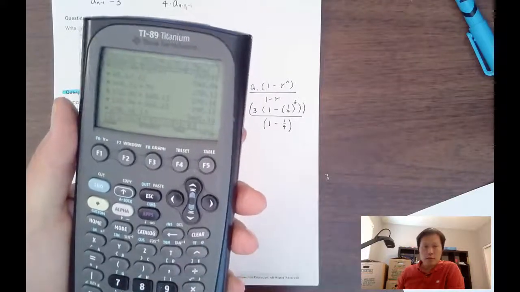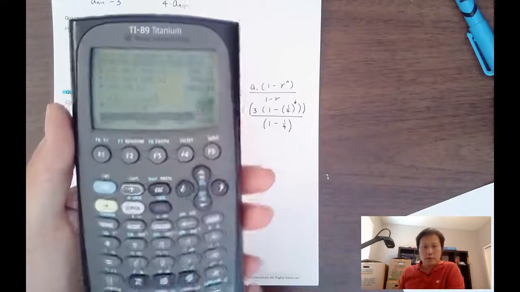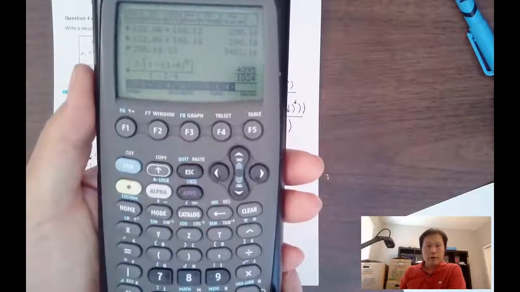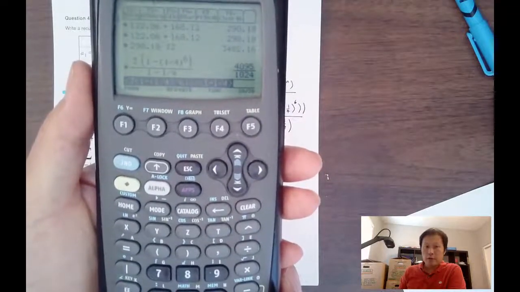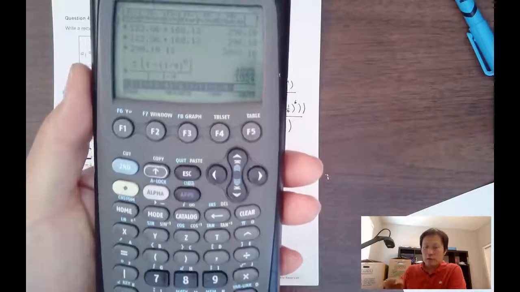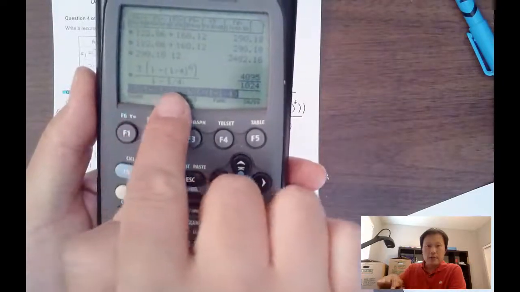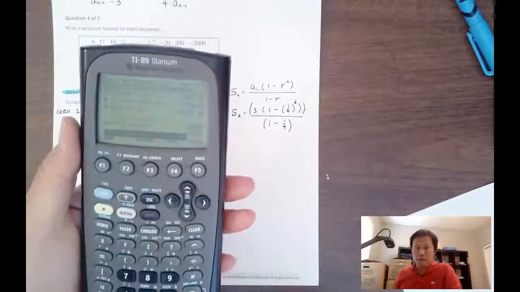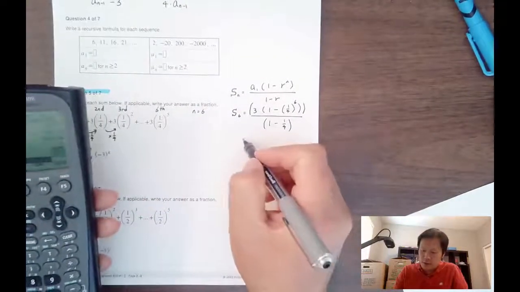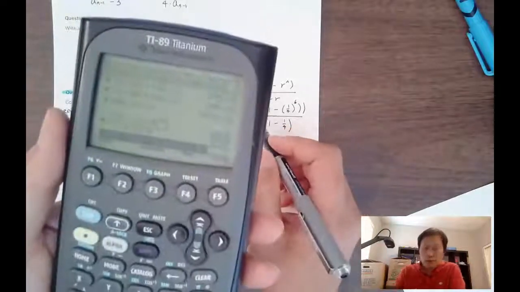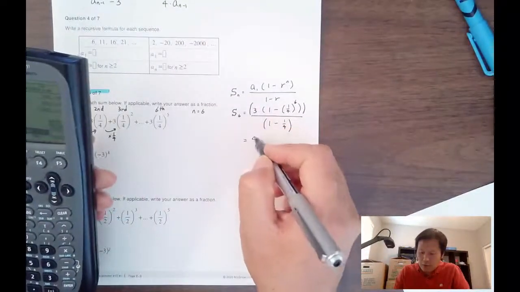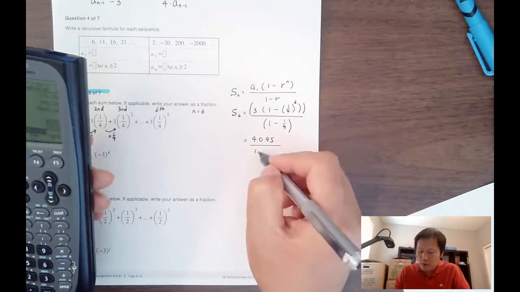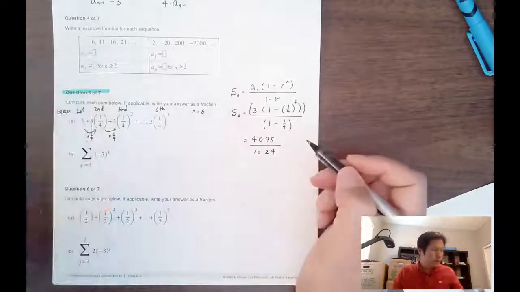Okay, using my calculator, this is how I type. Be very careful how I typed it here. You just type this as it is. Be very careful with the parentheses. The final answer I got here is 4095 over 1024. That is going to be your final answer. You don't want a decimal here.